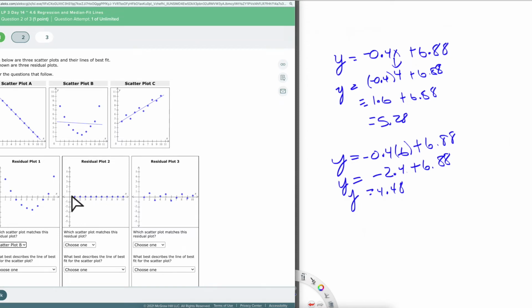So the residual, what's left over, would be 0. There really shouldn't be anything left over if all of the data is on the line. That's a linear function. So this is going to be scatter plot A.